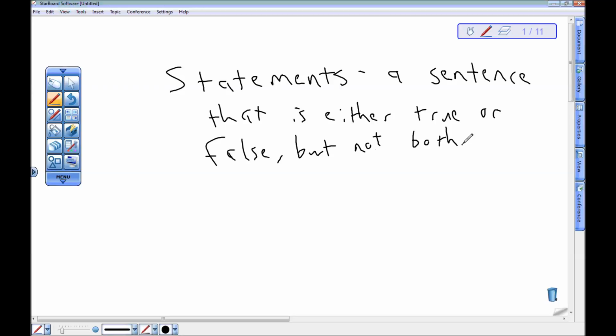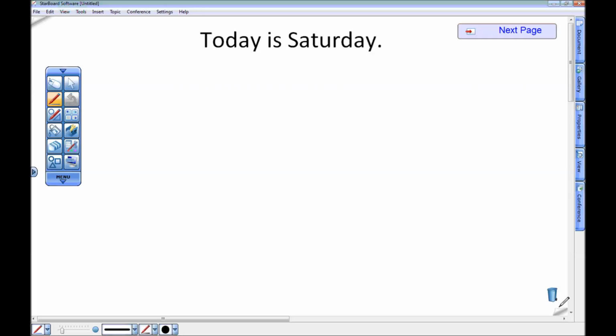The idea here, or something you can keep in mind to tell if something's a statement, is: is this sentence a fact, or is it the opposite of a fact, something that I know is not true? So, a statement is a sentence that is either true or false, but not both. Let's look at a few sentences and see if we think they're statements.